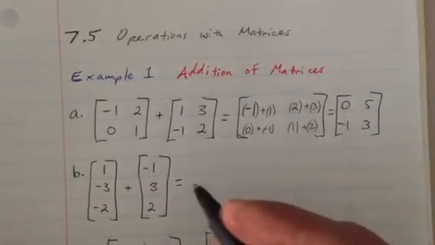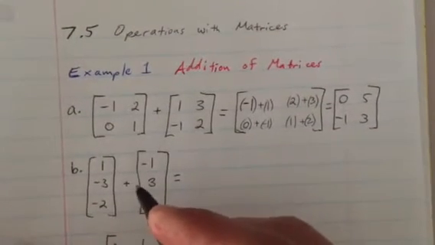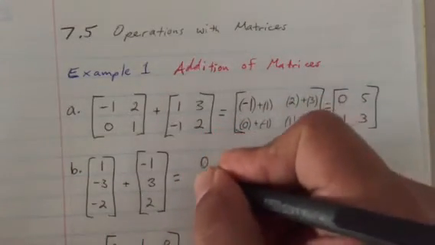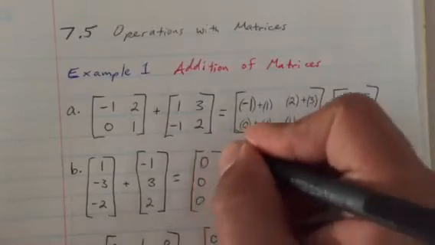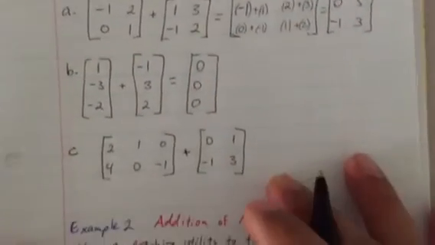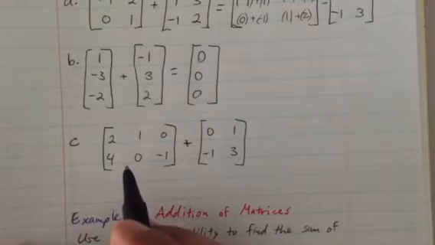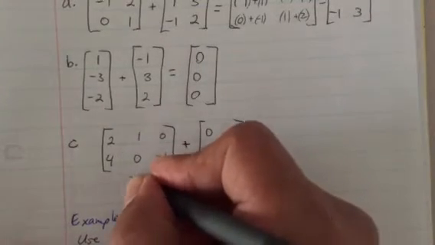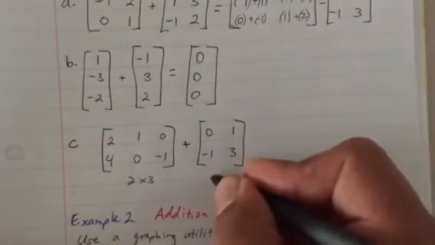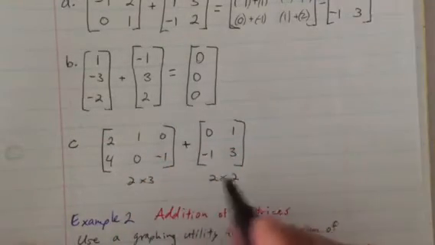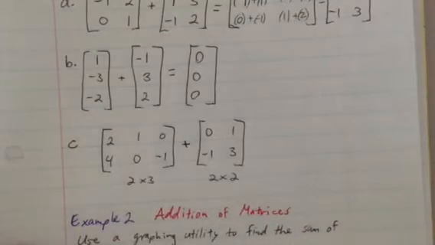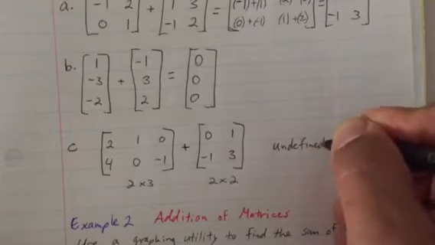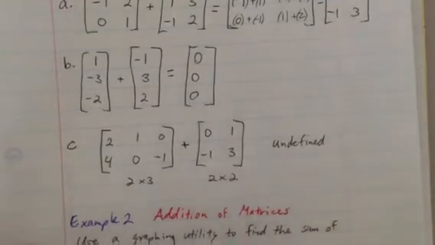For this next one, same idea, we just have a different order. This one's a 3 by 1, this one's a 3 by 1. So we're going to get 0, 0, 0. And the last one, letter C. If you notice, we have different orders right here. This one's a 2 by 3. This one's a 2 by 2. So we cannot add these two. So these are actually undefined. Okay, we cannot add them.